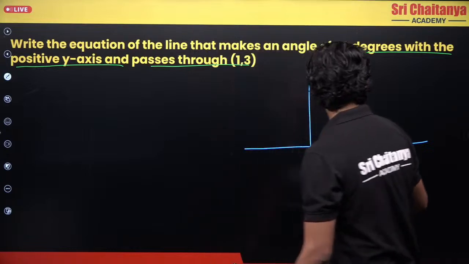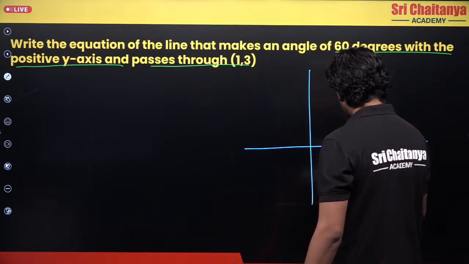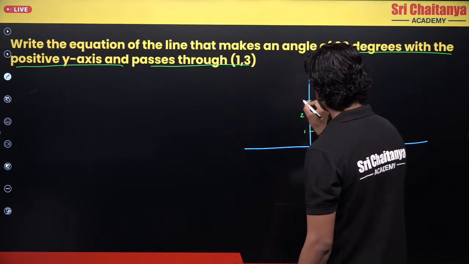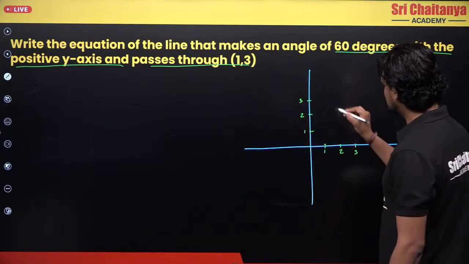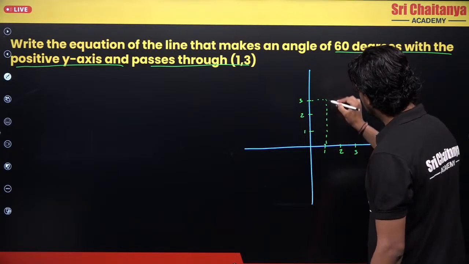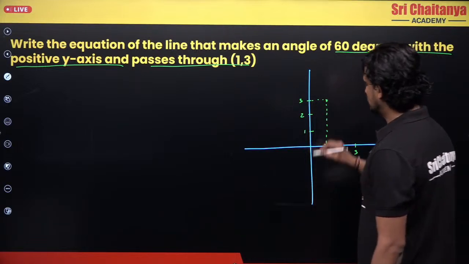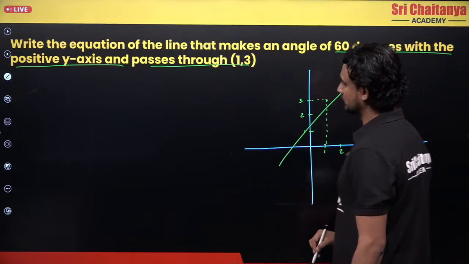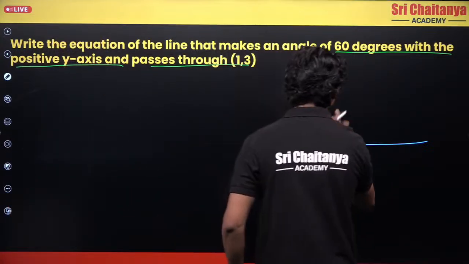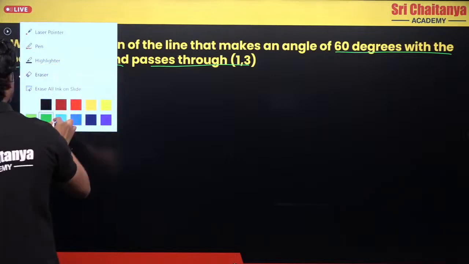Okay, so this is 1, this is 2, this is 3, and similarly on the other axis, this is 1, this is 2, and this is 3. And it passes through (1, 3). So (1, 3) will be somewhere here, right? So it passes through (1, 3). Okay, let's make something like this. You don't need the exact coordinates.